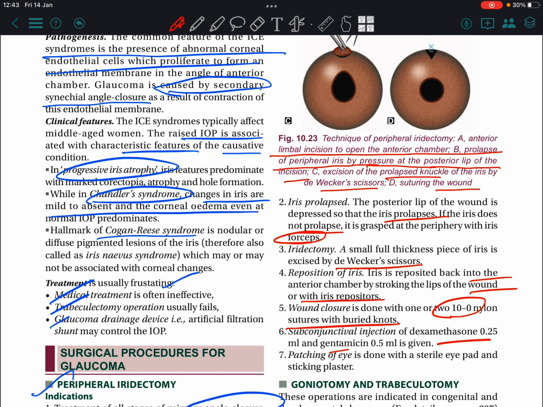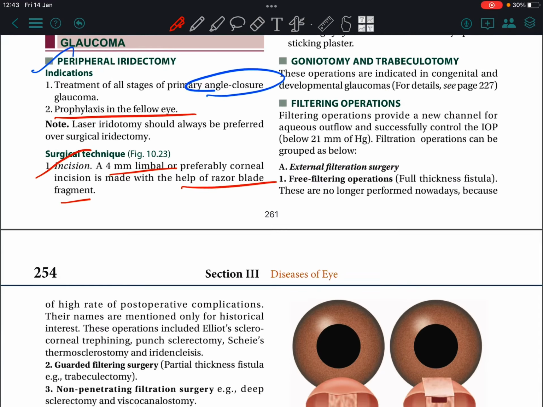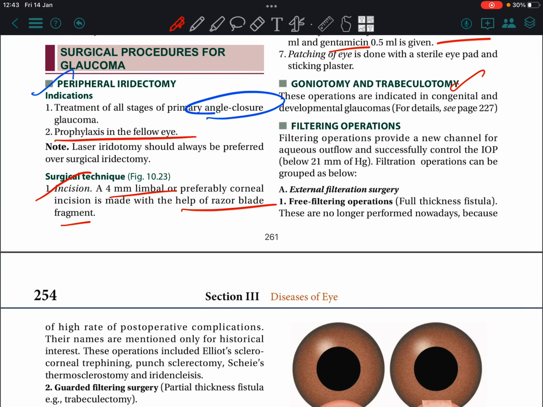Subconjunctival injection of dexamethasone and gentamicin. Patching of the eye is done with a sterile eye pad. Goniotomy, trabeculotomy.